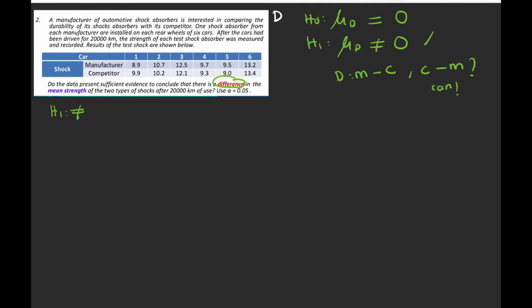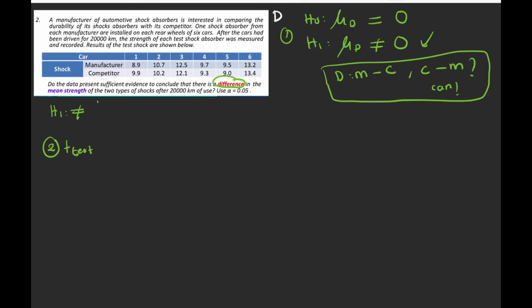Okay, because it is different. It is equal and unequal. Both are acceptable. You can put manufacturer minus competitor, or competitor minus manufacturer, that is also fine. So for this exercise, I want to put manufacturer minus competitor. So that is step number 1. Step number 2 here, your test statistic, your T test.